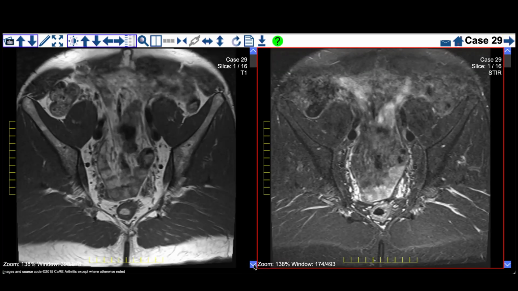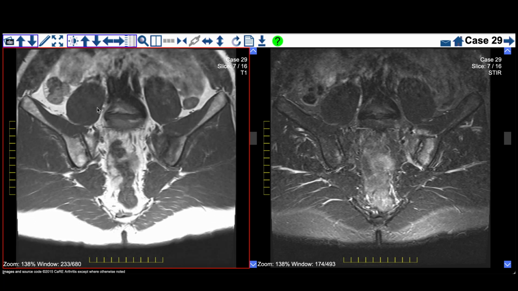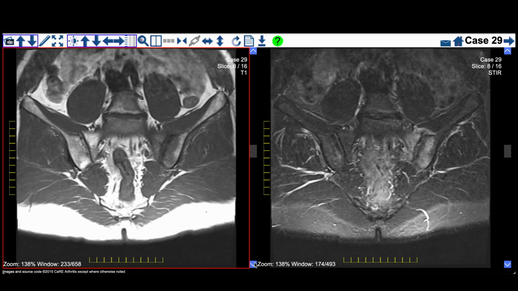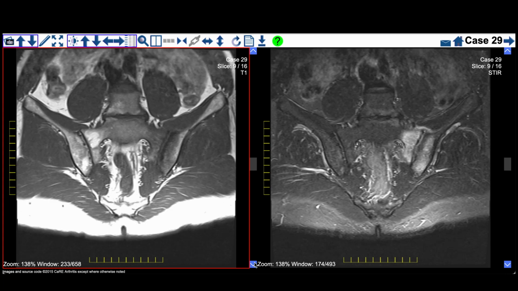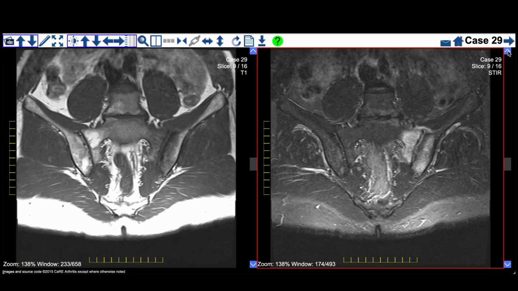So when we look at the MRI scan now, we see the T1 on the left and the STIR sequence on the right. Just going to make the picture as good as it can be. And you can see that as we scroll from the anterior to the posterior slices, there is this bright signal on the STIR sequence. And what this reflects is severe bone marrow edema in the left sacroiliac joint.